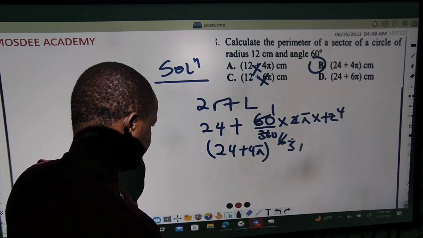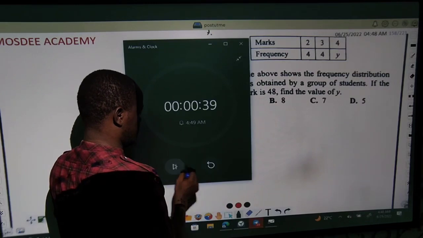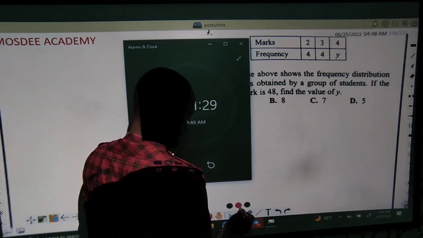Next one, please. Thank you very much. Now, before we start that, we have to go with our timer and start that again.